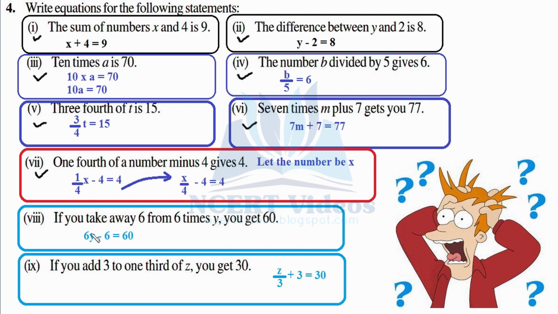What are you doing with this number right now? You're subtracting, you're taking away 6. Minus 6 gives you what? What you get after that? 60. Therefore you write 60. The final equation is 6y minus 6 equals 60.